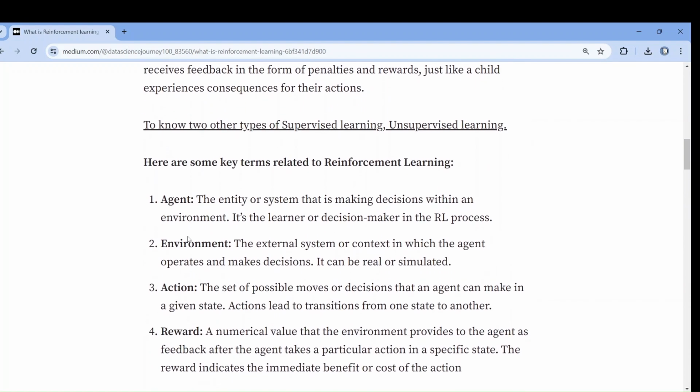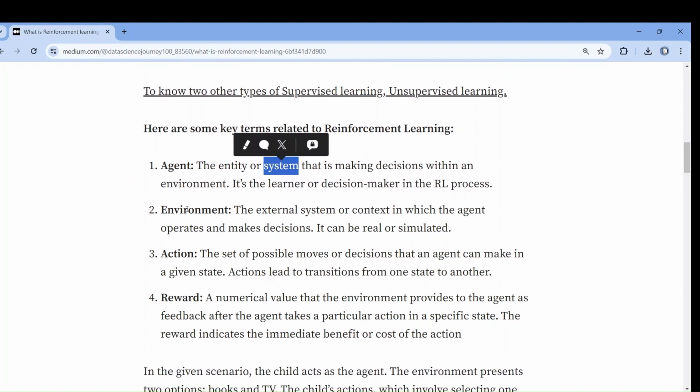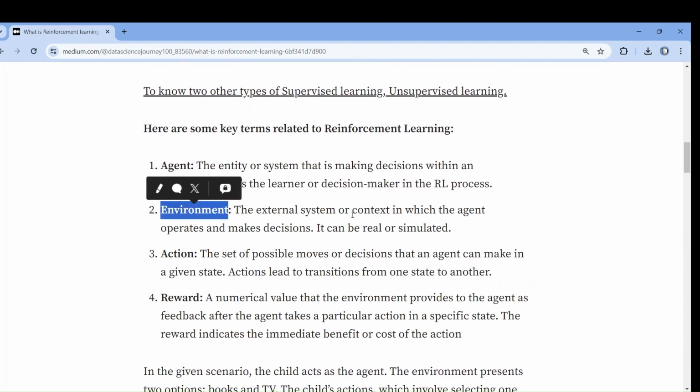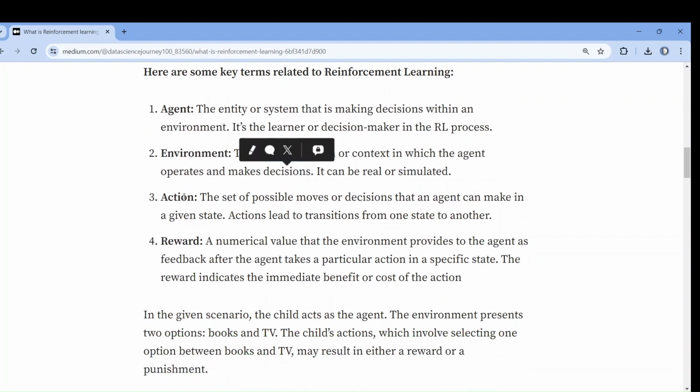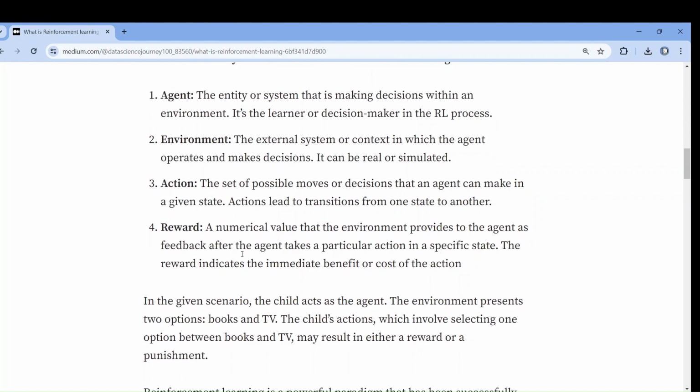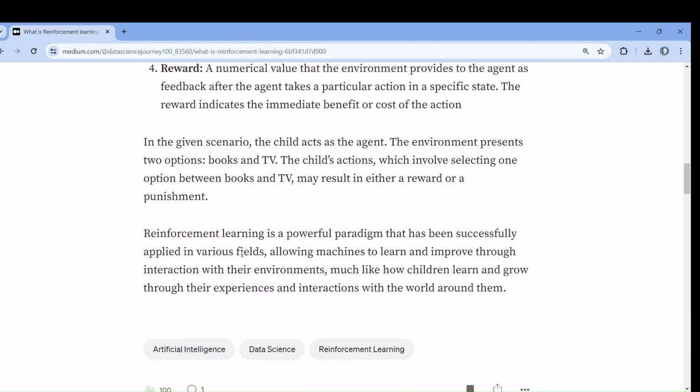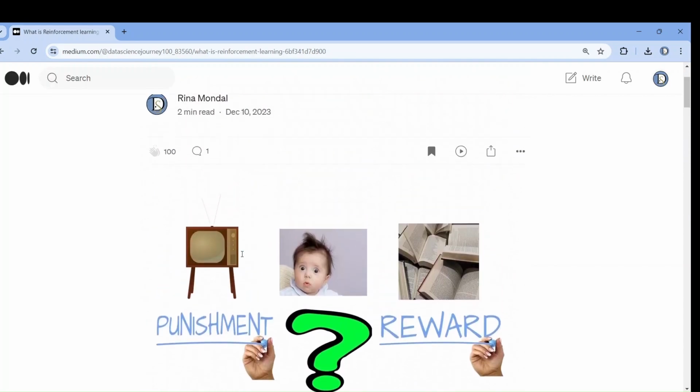Now, see here, I have described some key terms. Agent is the entity or system that is making decisions. Environment is the external system with which the agent operates or makes decisions. Action means work, whatever it is performing, either good or bad. Next is reward. Reward means the agent may be punished or it may be rewarded. So this is what is known as reinforcement learning.